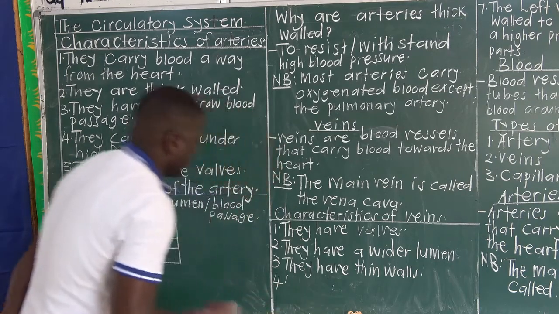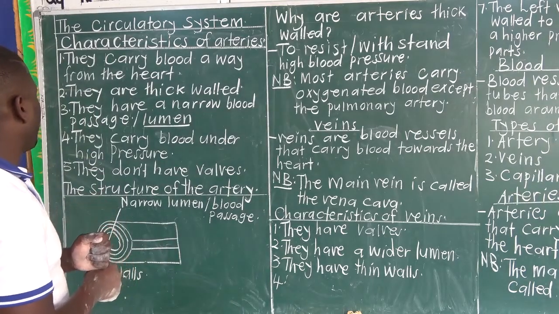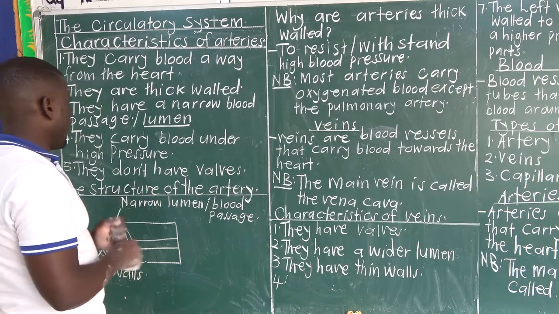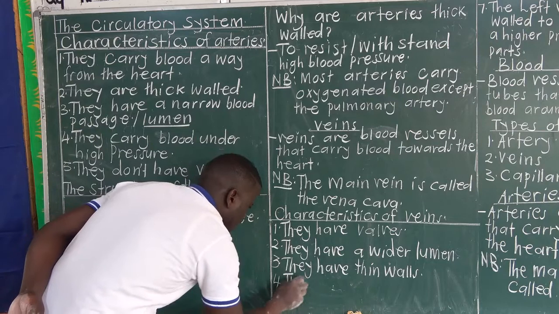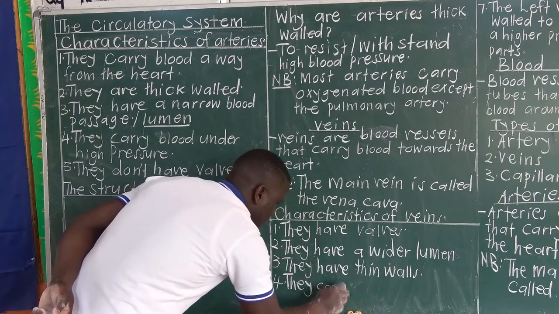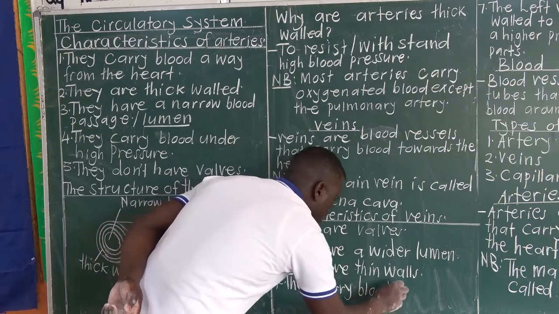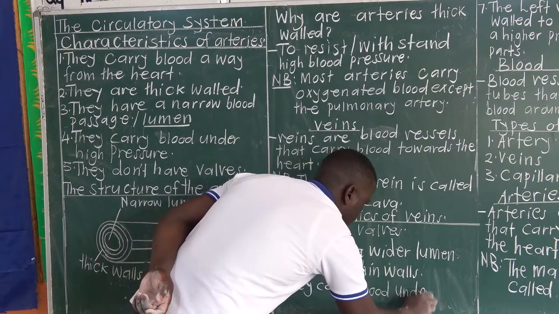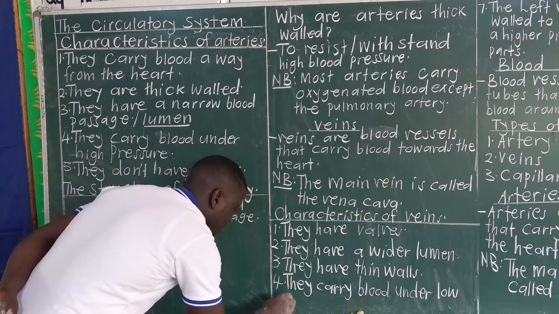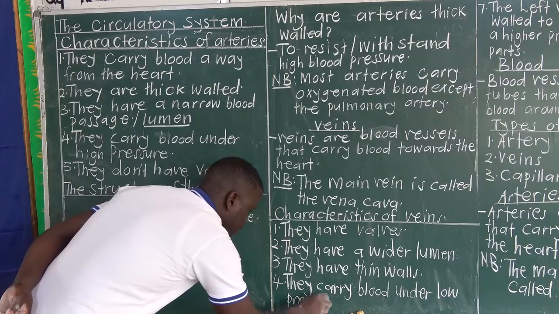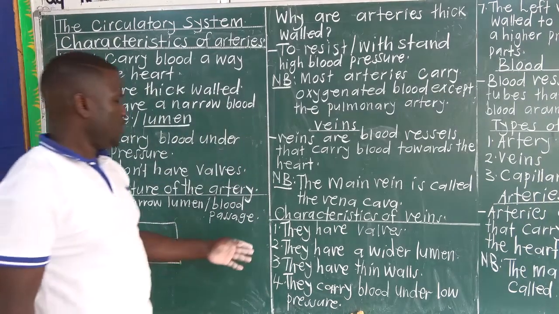Then blood that flows through veins is under low pressure. They carry blood under low pressure. So these are the characteristics of veins.